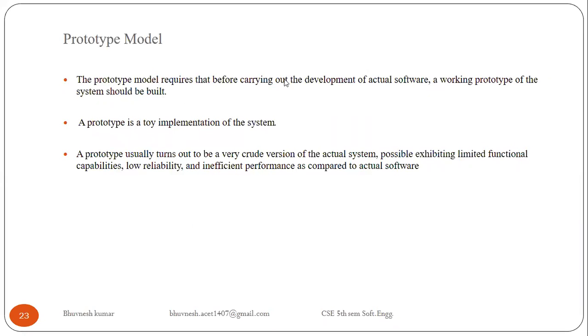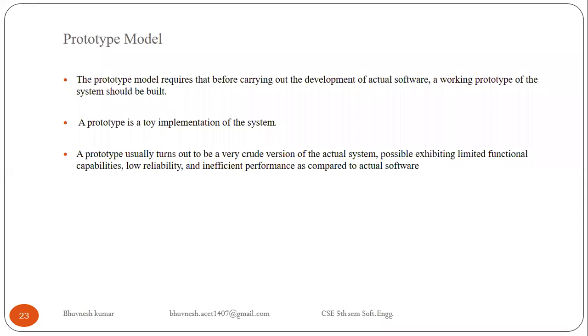The prototype model requires that before carrying out the development of the actual software, a working prototype of the system should be developed. A dummy structure should be made and handed over to the customer. He will check it. For example, when you want to purchase any type of model, say a mobile phone, you go to your showroom and check the dummy, how it works. You will check each and every functionality of it. Then you will go and buy that product.